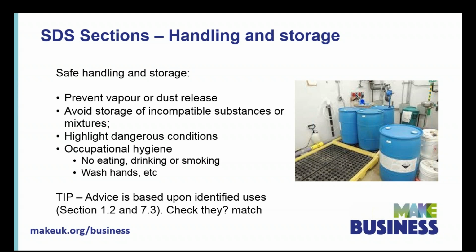The tip here is that this information is based upon the identified uses of the substance. If you're using the substance outside its identified use, which should be highlighted in section 1.2 and in section 7.3, be careful about the storage requirements here, because larger quantities or certain conditions could mean the advice on the safety data sheet may not apply, and you need to apply special measures. So it's always important to check with the supplier that the use you have is what they've covered on the safety data sheet.